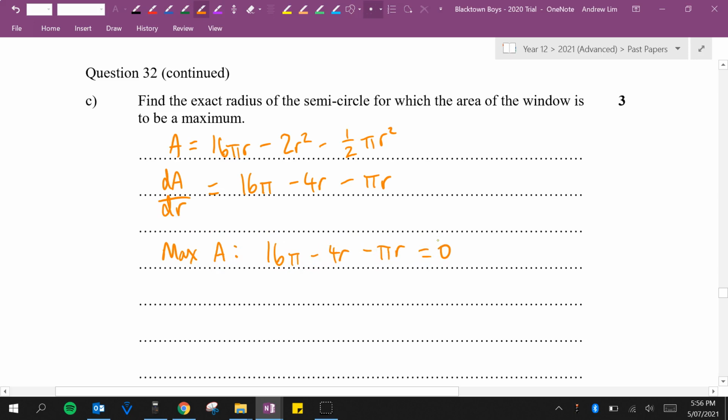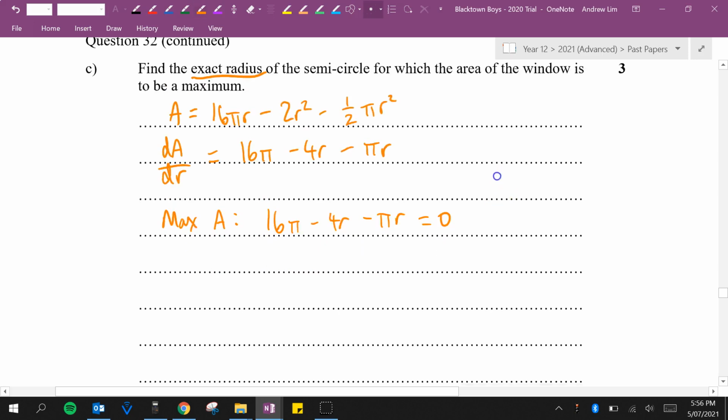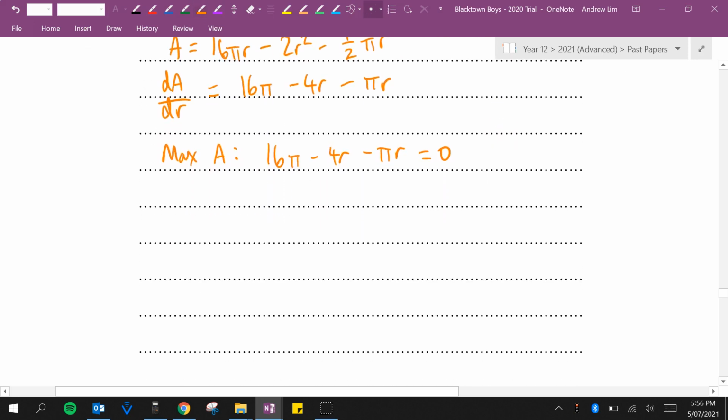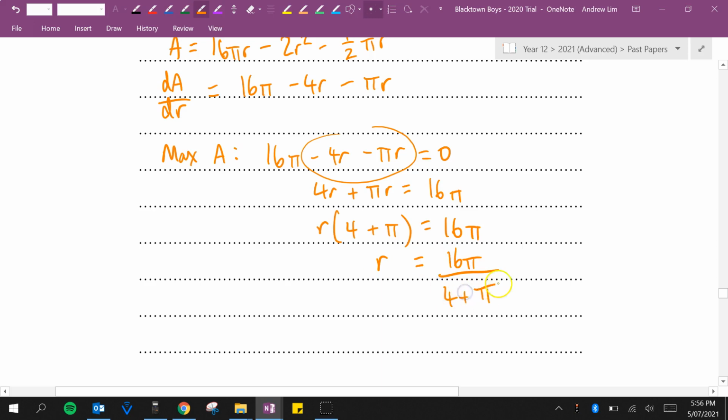We want to find the exact radius, so I want r by itself. So I'm going to move this to the other side. We've got 4r plus pi r is equal to 16 pi. Factorize out the r, and then divide both sides by 4 plus pi. And that's the exact radius.